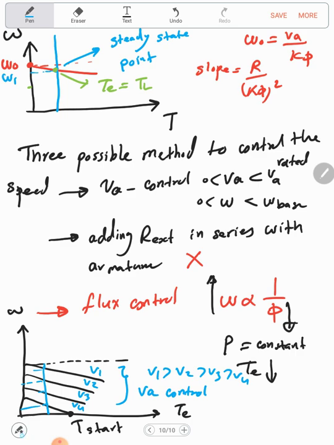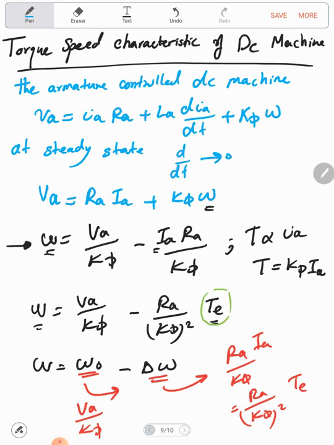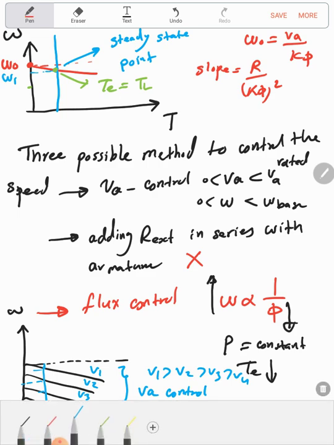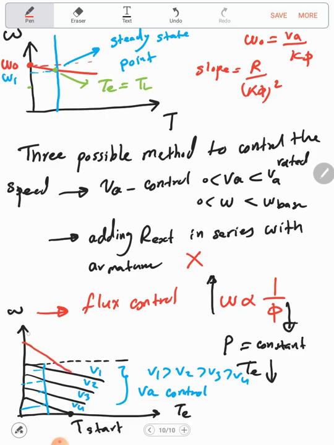While in the flux control, we cannot maintain the slope because the slope depends on the flux. So simply, this means that in the flux control we'll have something like this for certain fluxes. So this is the flux control.